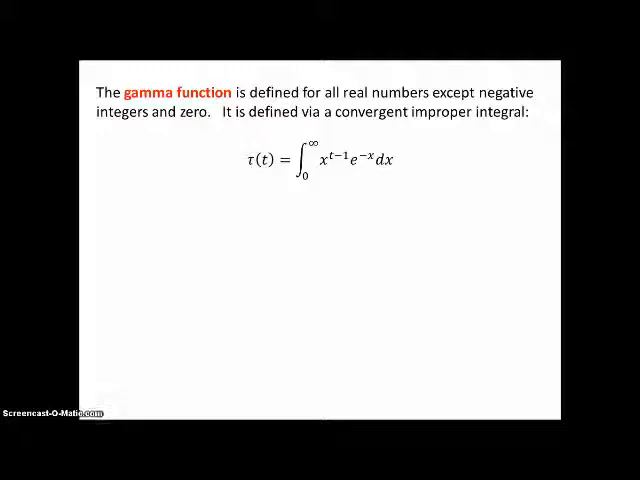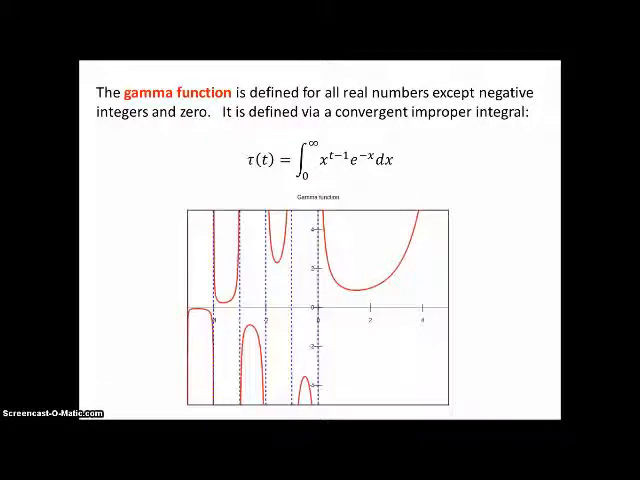It's gamma of t equals the integral from 0 to infinity of x to the t minus 1 times e to the negative x dx. We will not be studying these functions, but I thought you might be a little curious. Here's a graph of the gamma function.